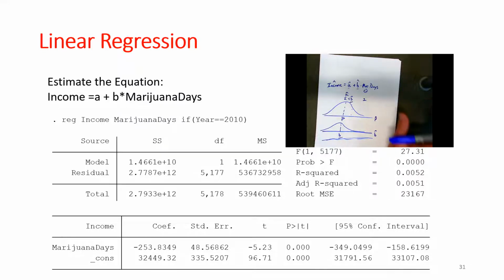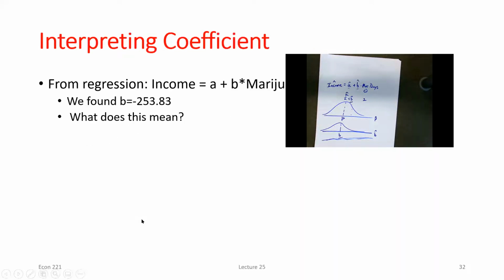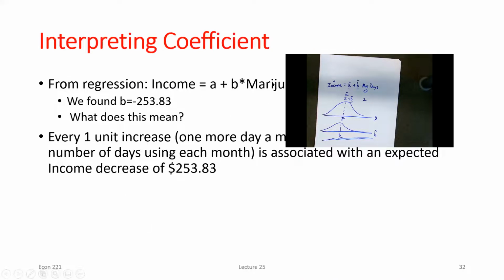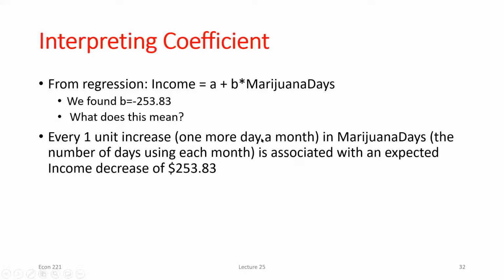Any questions on that general interpretation? Okay, I think I have that on the next slide, how you would interpret that variable. It's always a 1 unit increase, which for us here is 1 more day a month. And it's associated with the expected change in Y, which our Y was income. Here it was negative 253, so decreasing by $253.